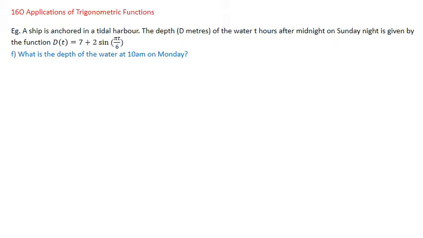One last one. What is the depth of water at 10 a.m. on Monday? Sub in 10 for t. So we get d of t equals 7 plus 2 sine 10 pi on 6, which can be simplified to 5 pi on 3.